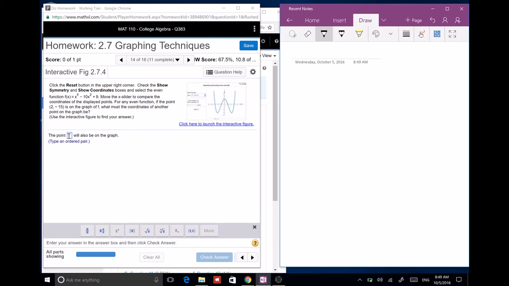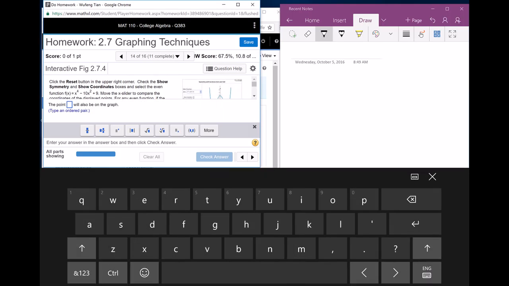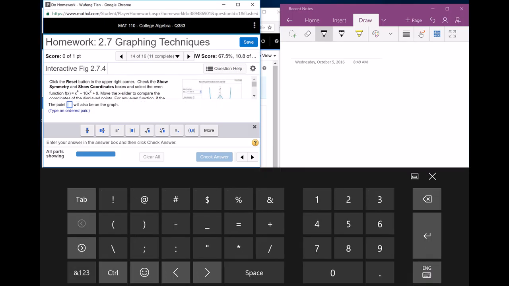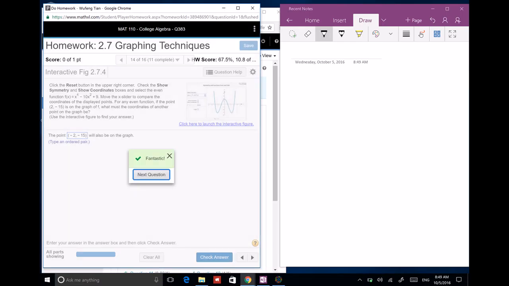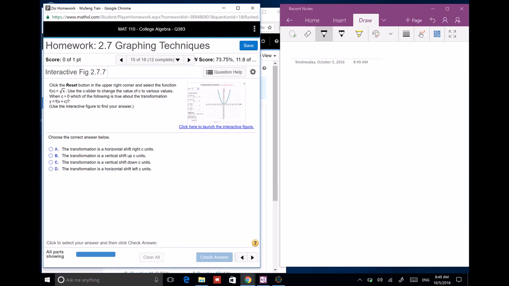Compare the coordinates for any even function. The point is on the graph of f. What must be the coordinates of another point? Okay, if it's even, the other one should be -2 and also -15. It was -15, right? So (2, -15), and the next point is going to be (-2, -15).